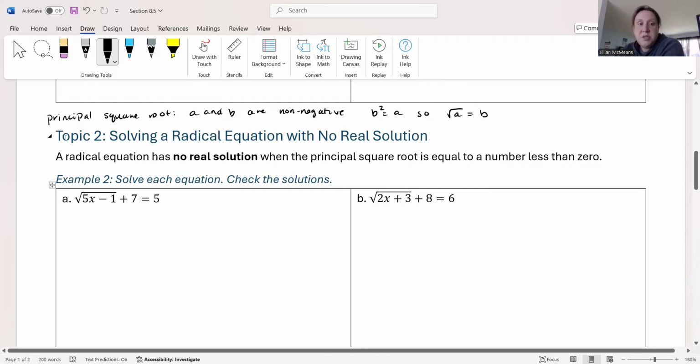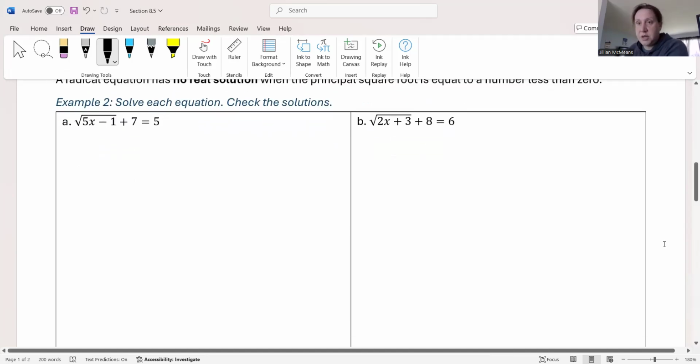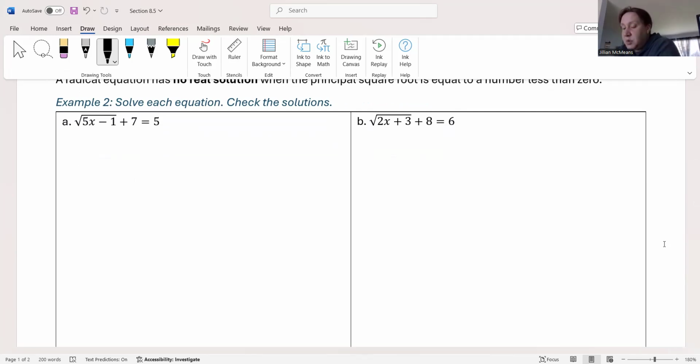The directions here say solve each equation, check the solution, and you can see on the surface these equations look very reasonable. There's nothing crazy about them. So the steps for solving radical equations, remember, would be to isolate the radical. For part A, we have the square root of 5x minus 1, plus 7 equals 5. So I want to isolate the radical. In order to do that, I need to deal with that plus 7, so I subtract 7 from both sides. 7 minus 7 is 0, and 0 plus that radical is just the radical. So I get the square root of 5x minus 1 equals negative 2.